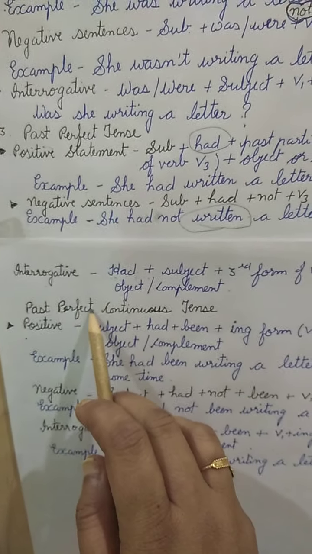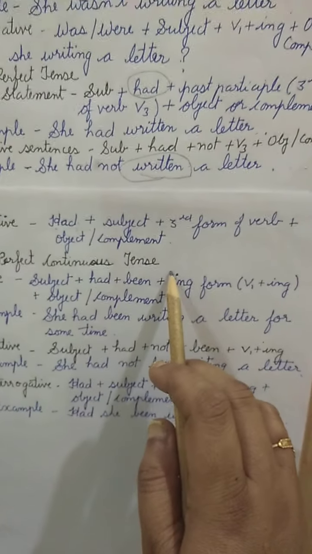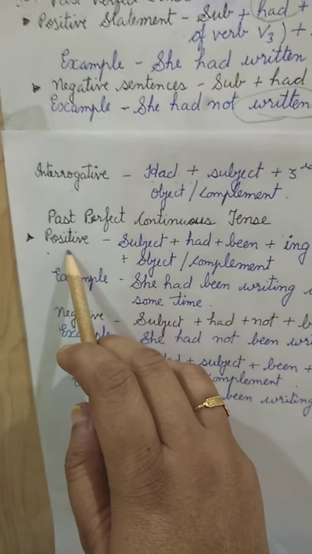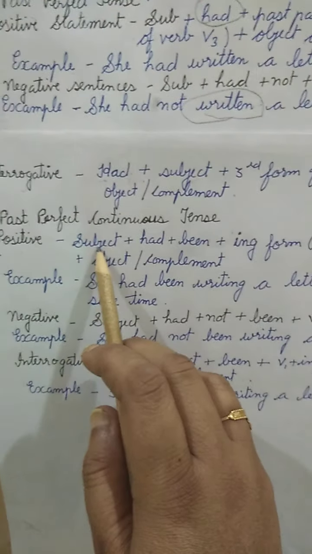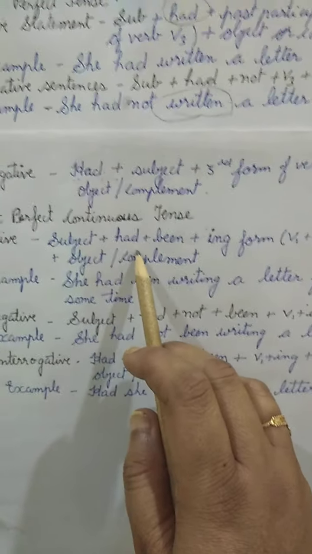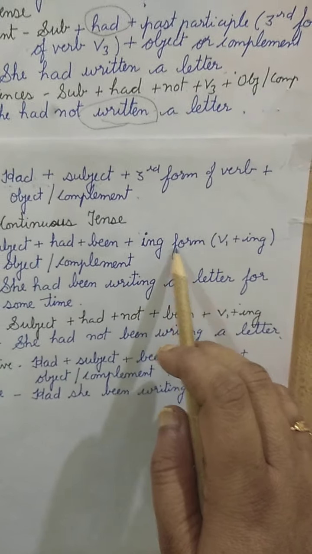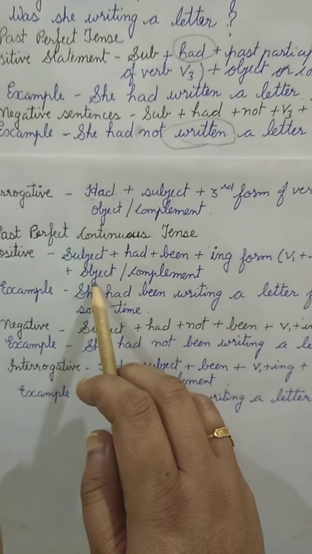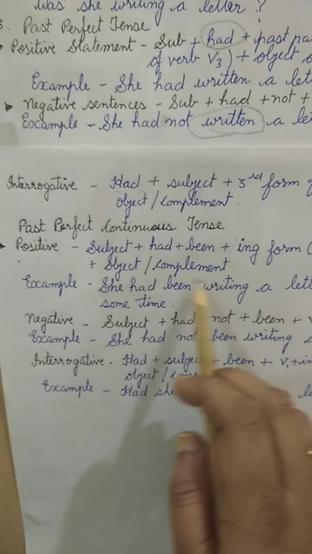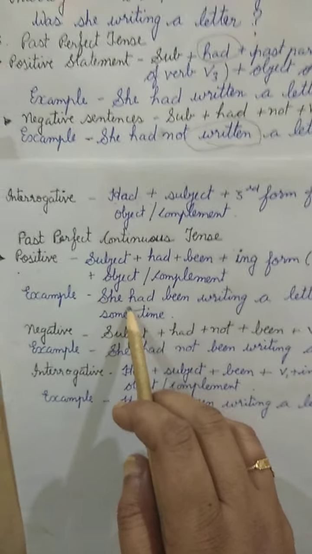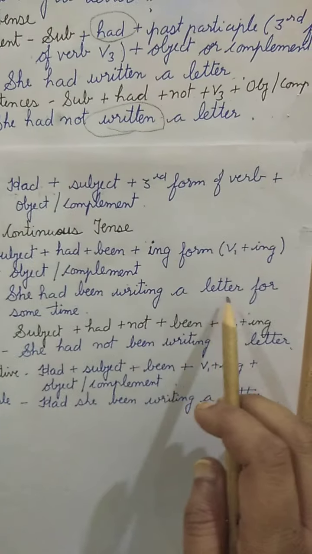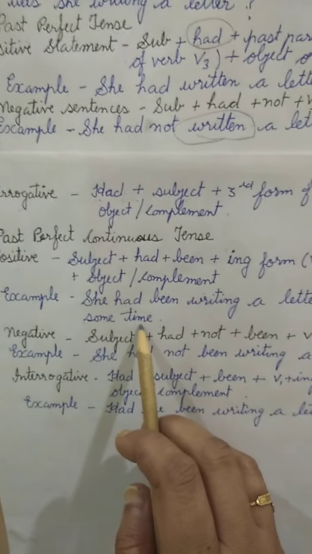Then past perfect continuous tense. In positive statement, the construction is subject plus had plus been plus ing form of the verb and then object or complement. For example, she had been writing a letter for some time.